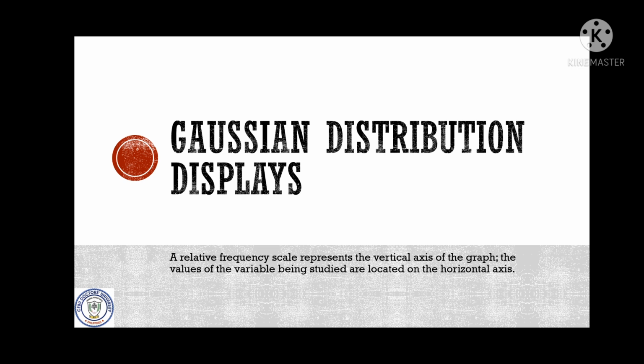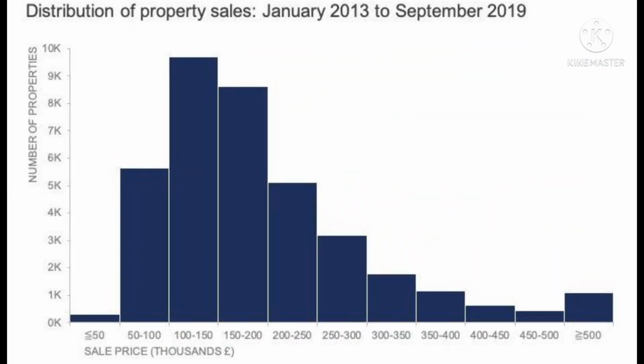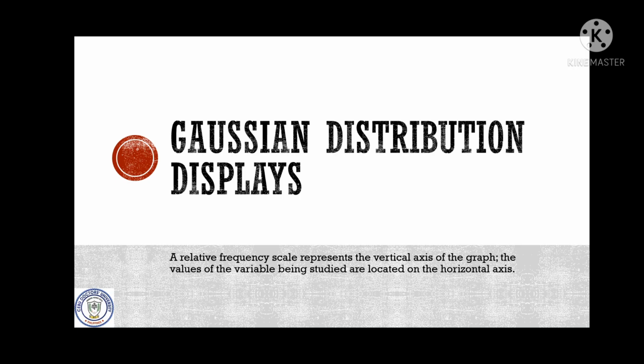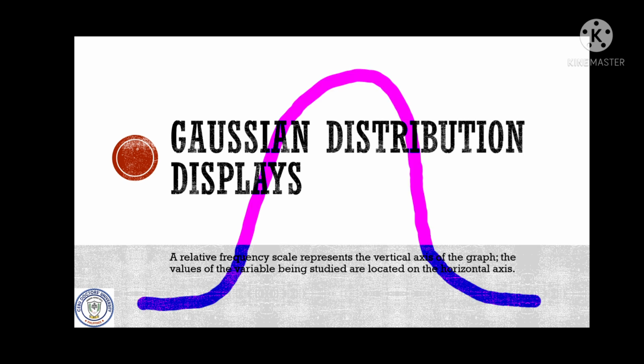Another standard data plotting technique is the Gaussian distribution displays. There are two popular methods of displaying the frequency distribution characteristics of a population. Number one, a histogram. And number two, a frequency polygon. Both of these illustrate the features of what again? Can you remember? A bell-shaped Gaussian distribution curve.